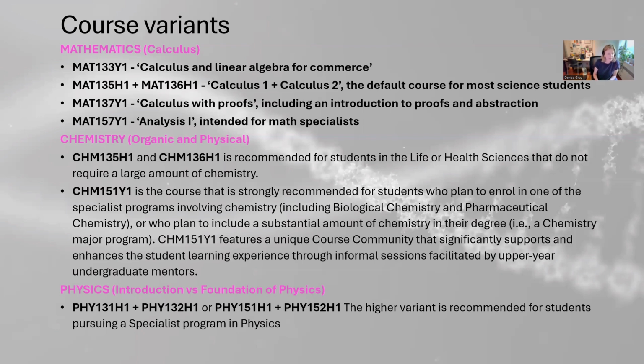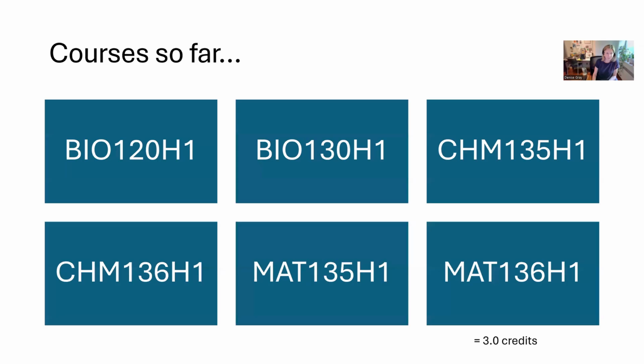Okay, physics. Physics 131 and 132, there are very few programs actually in the life sciences that require physics. 131 and 132 is the more typical path. 151 and 152 are also an accelerated version. If you're thinking about physics as a program, that combination 151 and 152 is likely the one that you would want to pursue.